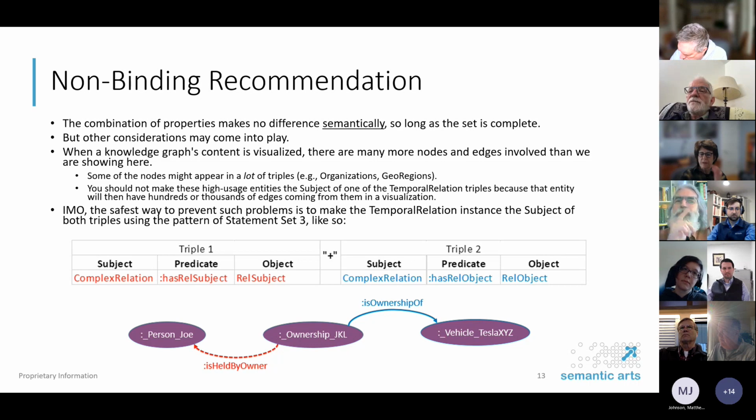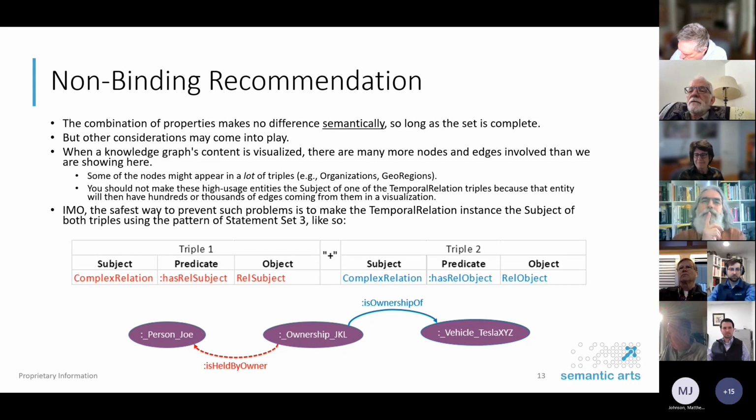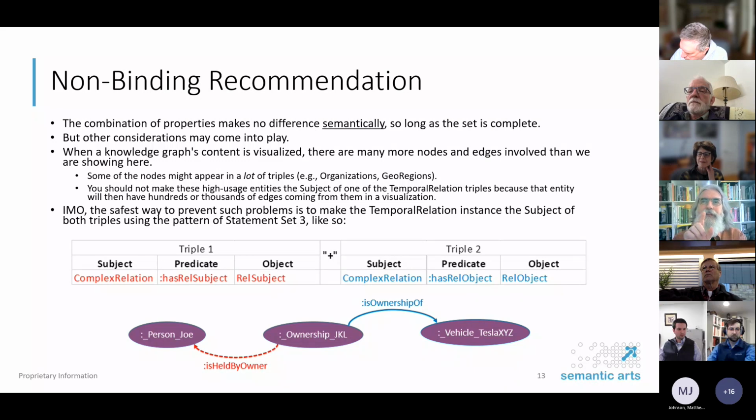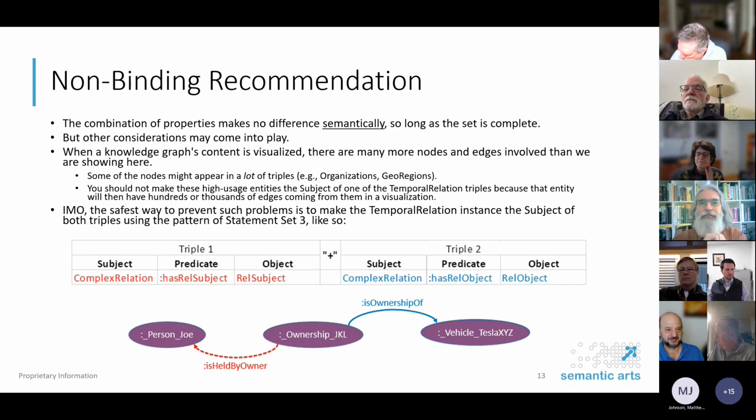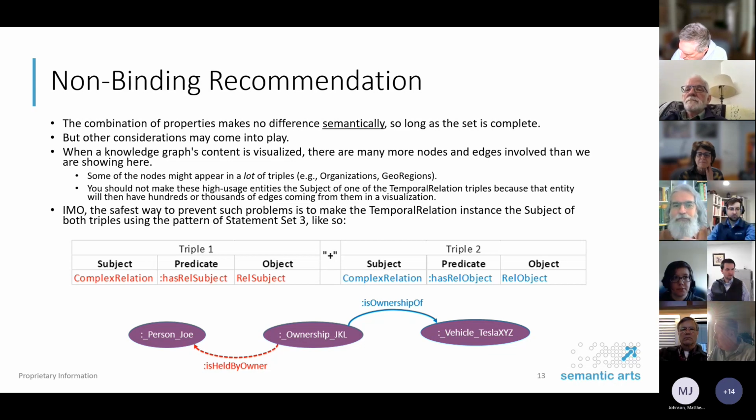So you're saying visualization favors incoming versus outgoing arcs, or vice versa? I'm saying visualization favors outgoing. Okay, that makes perfect sense. Now I understand. Thank you. And so if you have a geo region of the United States, you typically want to minimize the number of outgoing relations from that, because it would just be really ugly. So for that reason, I favor this particular pattern for the temporal relations. Makes sense.